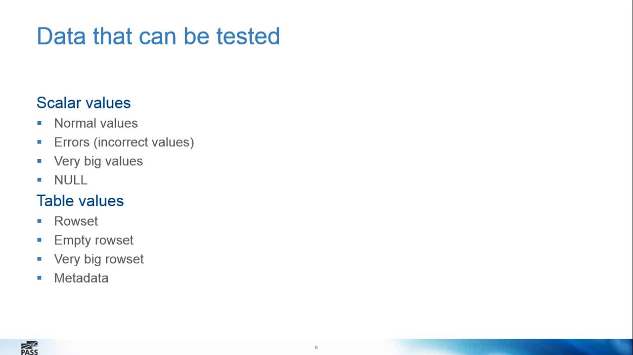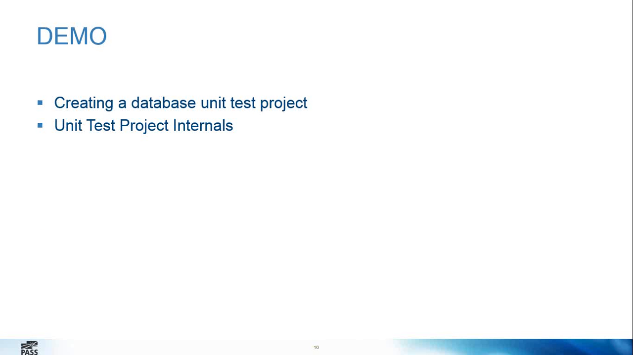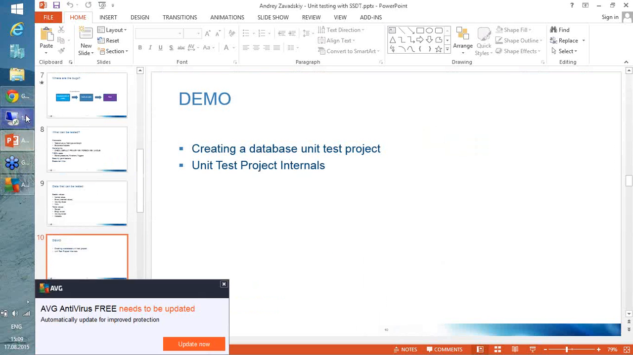The question: can we test all values and all combinations of values? Maybe, but I would say it's almost unreal. So the good choice of testing scenarios and testing parameters is not a simple case. Nowadays, it's the art of testing. It's a dedicated direction in computer science. And now is the time to create our first simple database unit test and look at the components of the SSDT unit test project. Okay, I switch to a virtual machine.